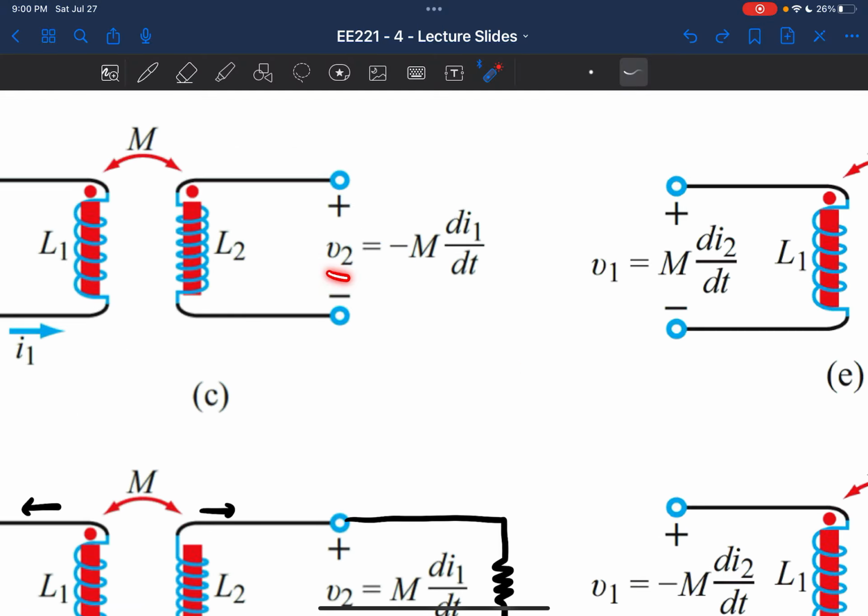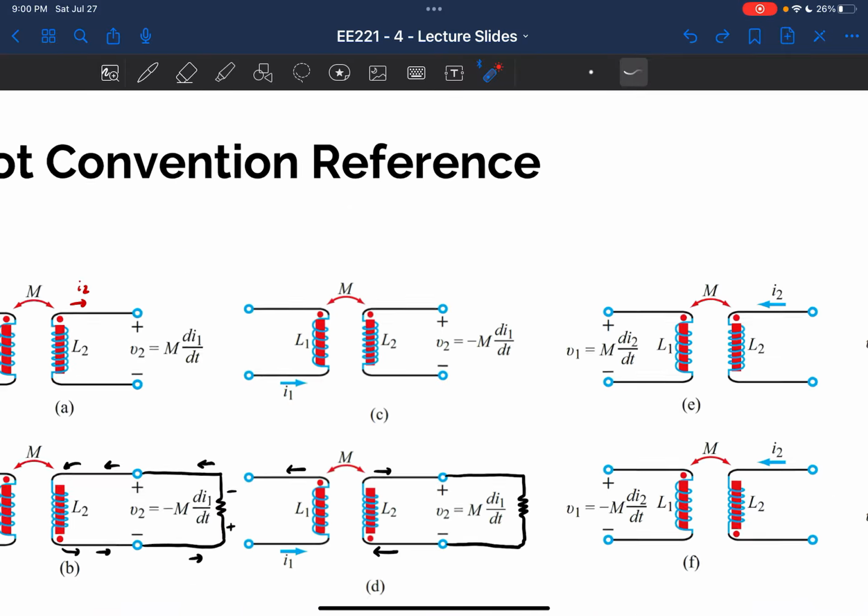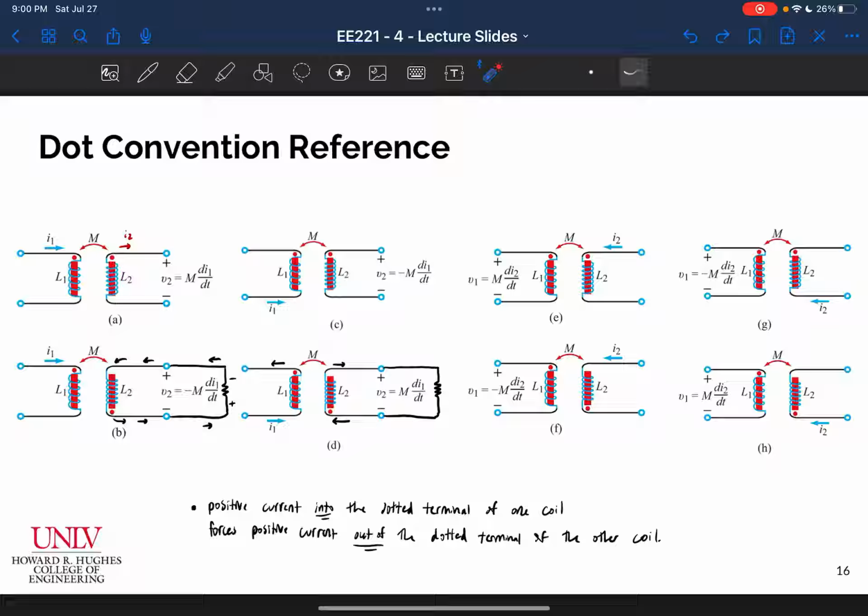Basically, they're saying that the voltage between these two terminals is negative the mutual inductance multiplied by the rate of change of the current, which is true, but we're not solving circuits in this class in the time domain very frequently. We've been working in the phasor domain, especially in Module 1. Same with Module 3. We're not looking at the time domain and solving these as differential equations. Instead, we're putting them into phasor form.